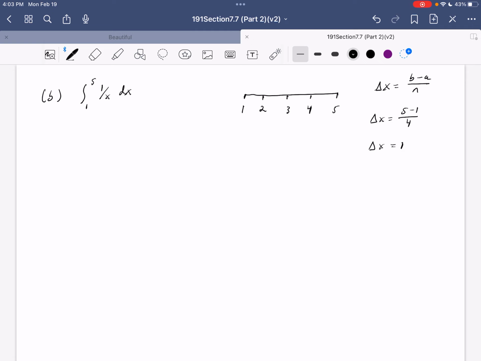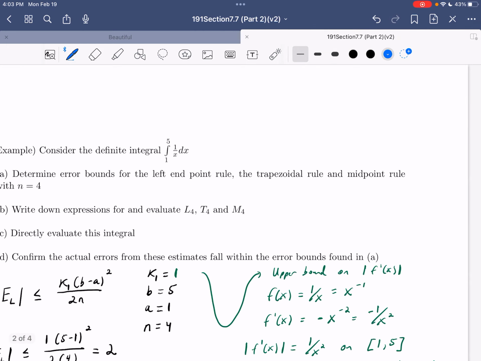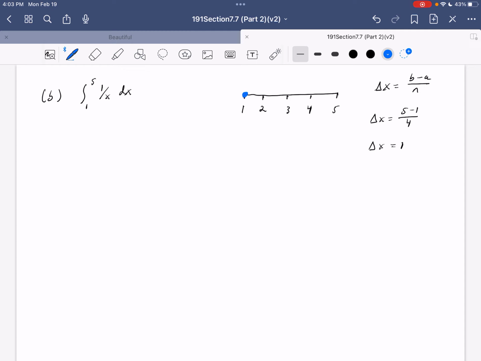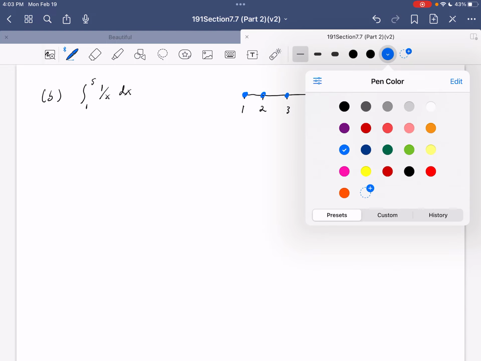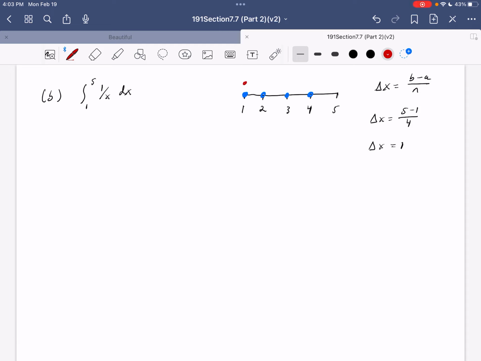As we go to do our approximations, if we use some colors here, for our left endpoint approximation, we're going to use this, this, and this. Then for our second one, we're going to do the trapezoidal rule. For the trapezoidal rule, you use all of these, though remember that the middle ones get weighted twice. This one would be the left end of the first trapezoid, and then the right end of the second trapezoid. So the middle ones will be used twice, whereas these guys will only be used once.